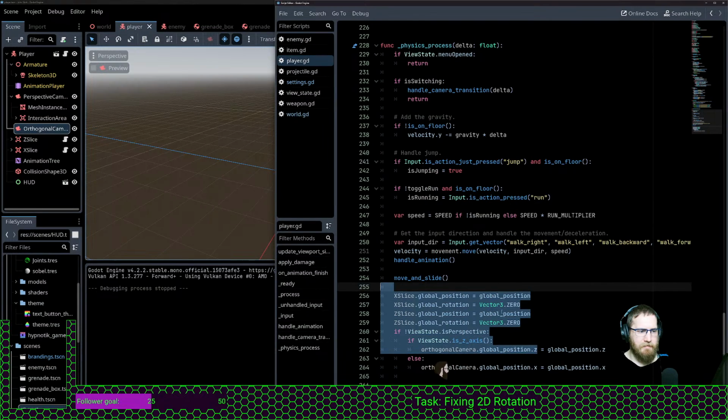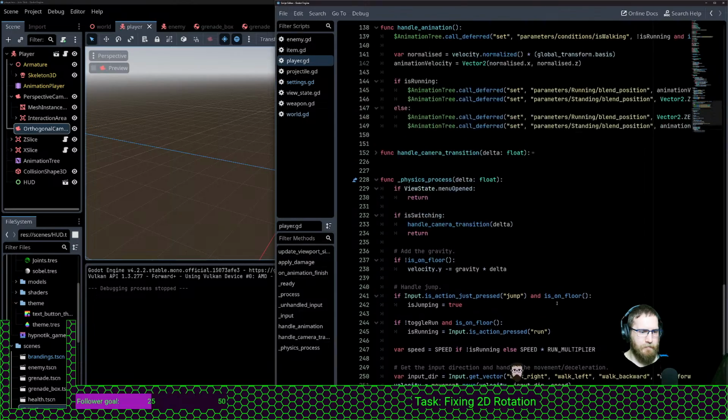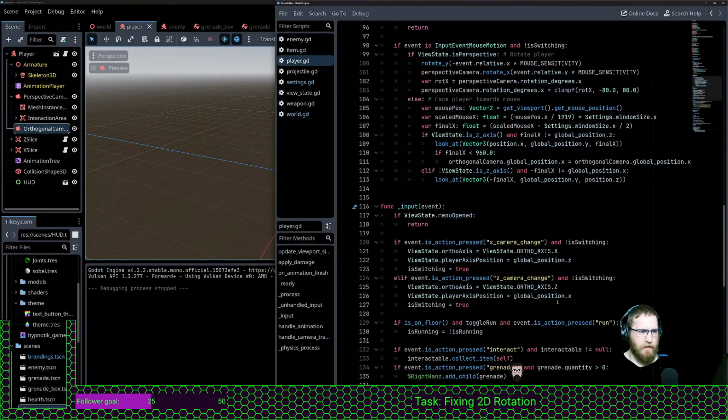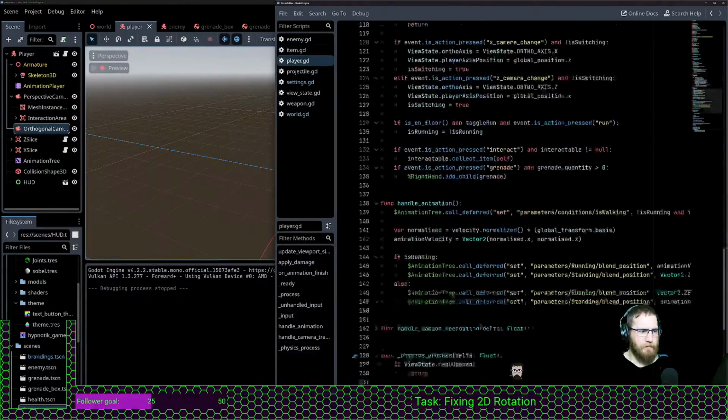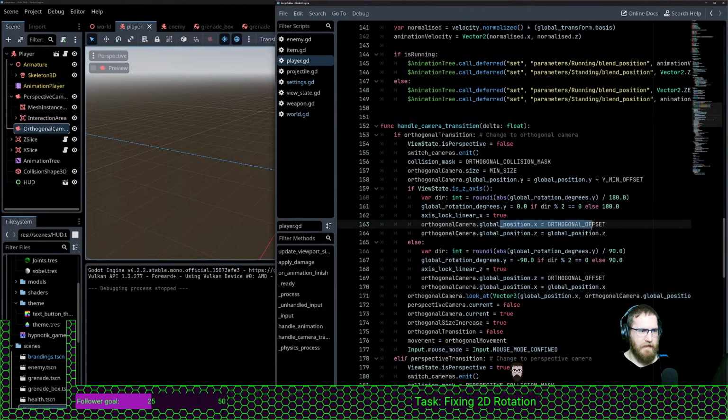So down here, we need, where's that fun stuff? All in here. So the X is the orthogonal offset.